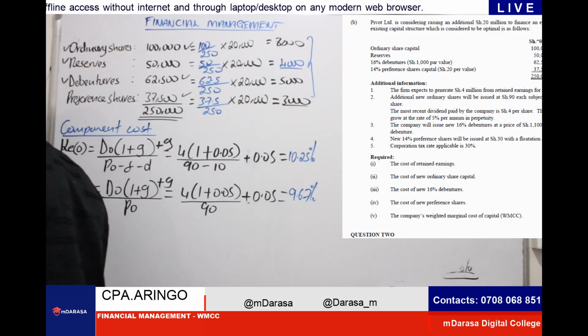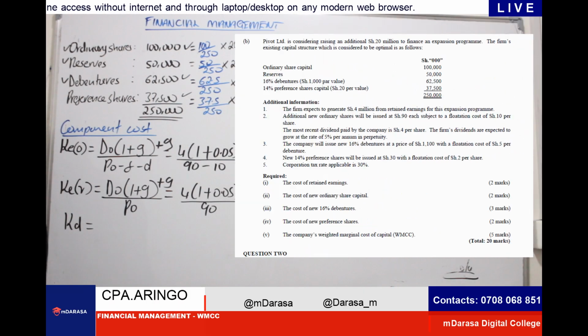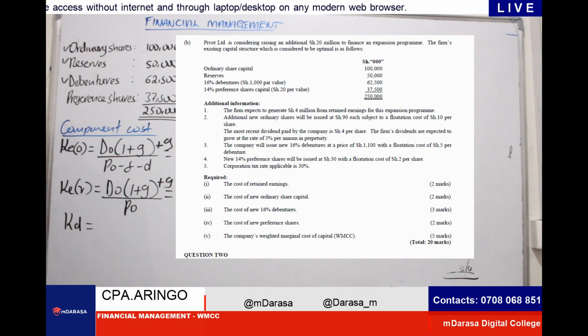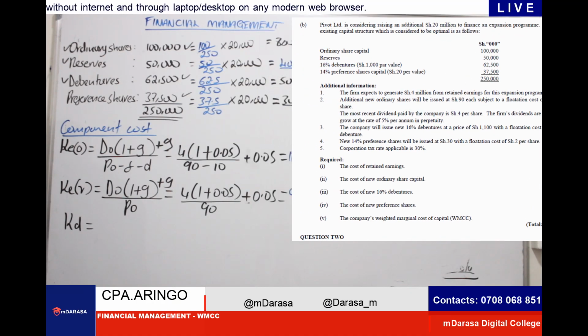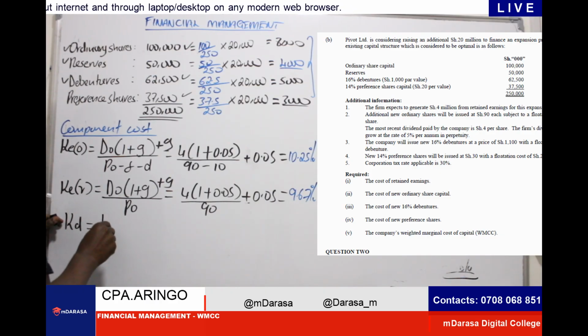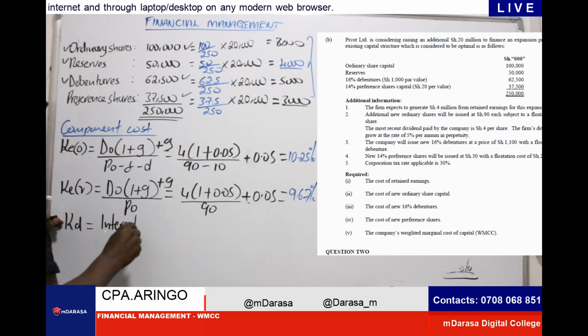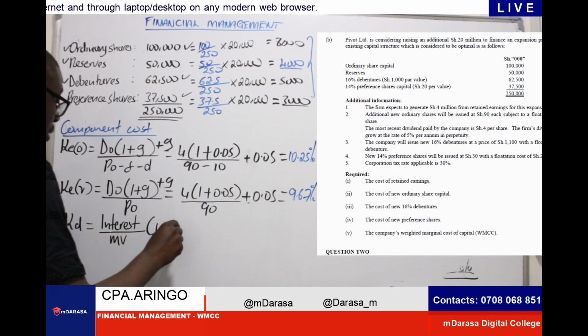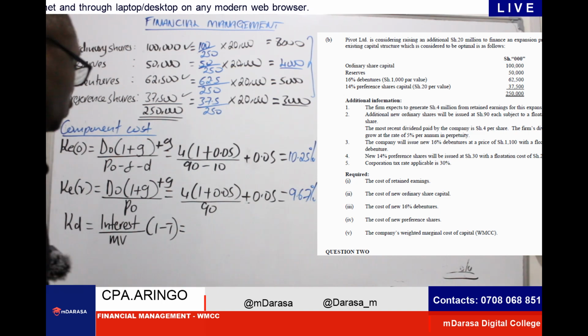Like in our case, if you check the debt component given in note number 3, the company will issue new 16% debentures at a price of 1100 with a flotation cost of 5 per debenture. So you don't have a maturity period on that, and determining our case will be easy. Recall how to determine Kd. We talk about interest over market value of our debt, times 1 minus T, because you're looking at the after tax cost of debt.